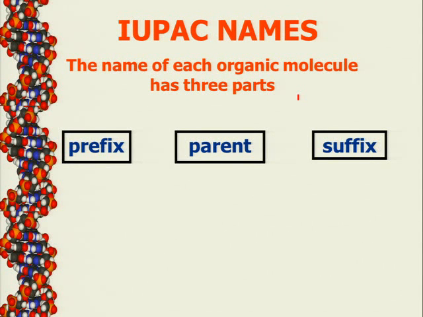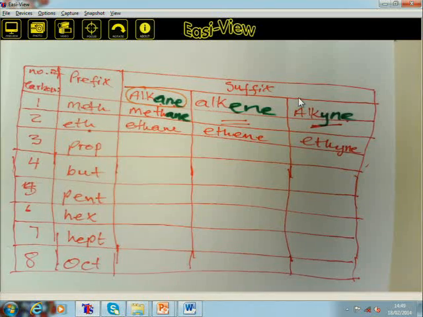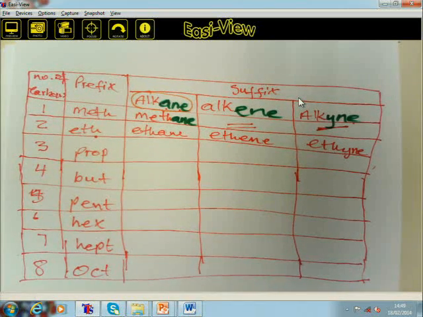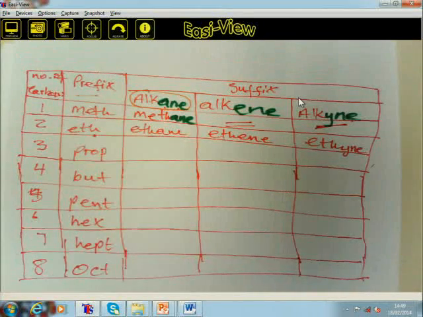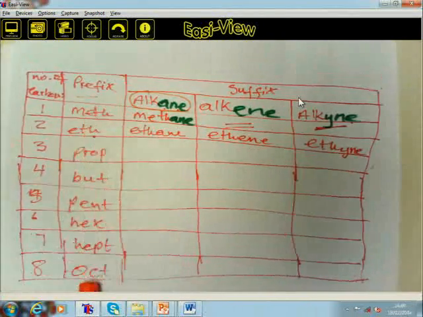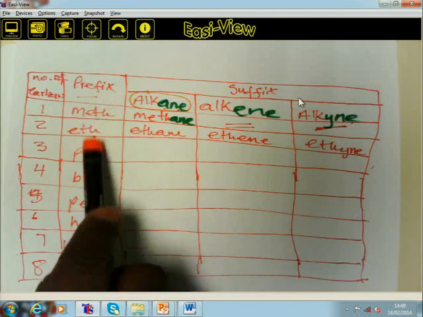The IUPAC names. This is the system that is used internationally to name organic compounds. So this IUPAC name has 3 parts. You've got the prefix that we have on our table there. The prefix is this part that we talked about, which will be either one of those.